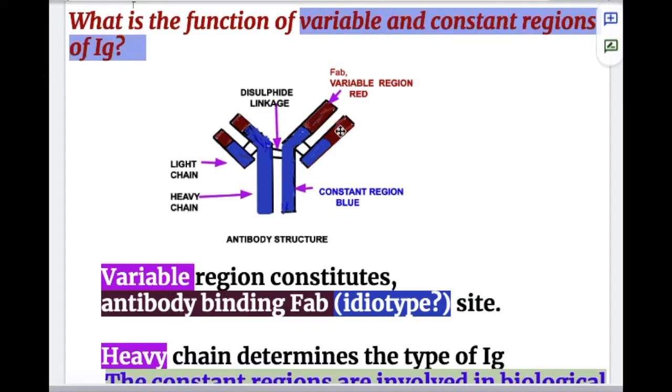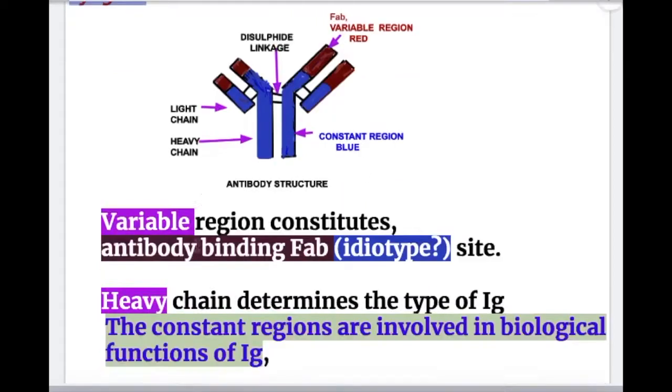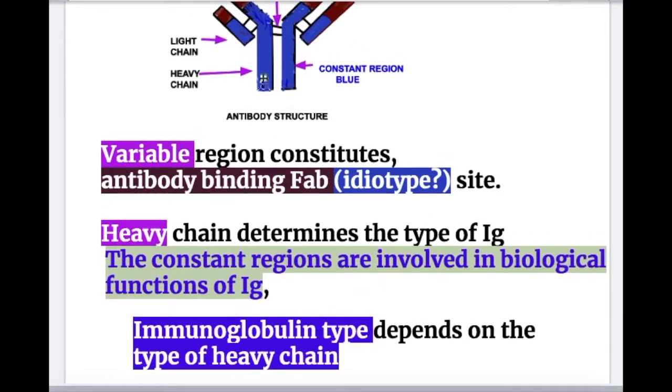The variable regions constitute antibody binding sites. And what's idiotype? Idiotype is the specific site in the variable portion that exactly binds the antigen. Whereas a heavy chain determines the type of immunoglobulin. Constant regions are involved in biological functions of the immunoglobulin. The immunoglobulin type depends on the type of heavy chain.